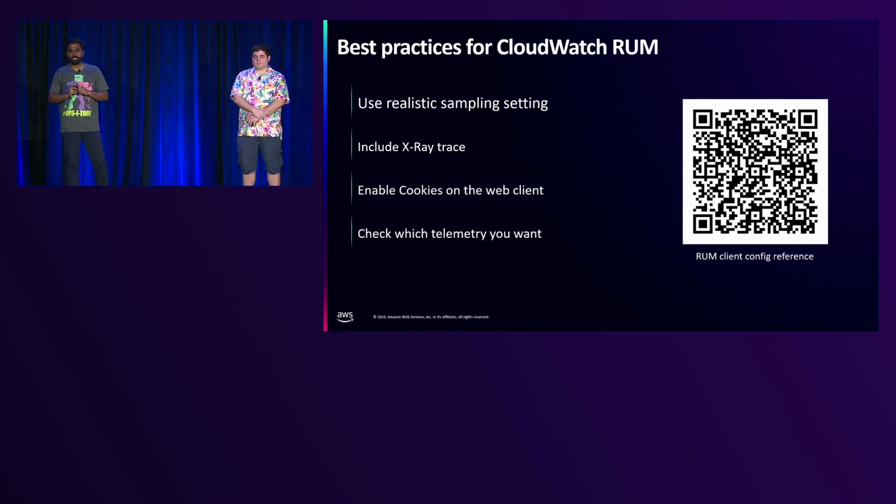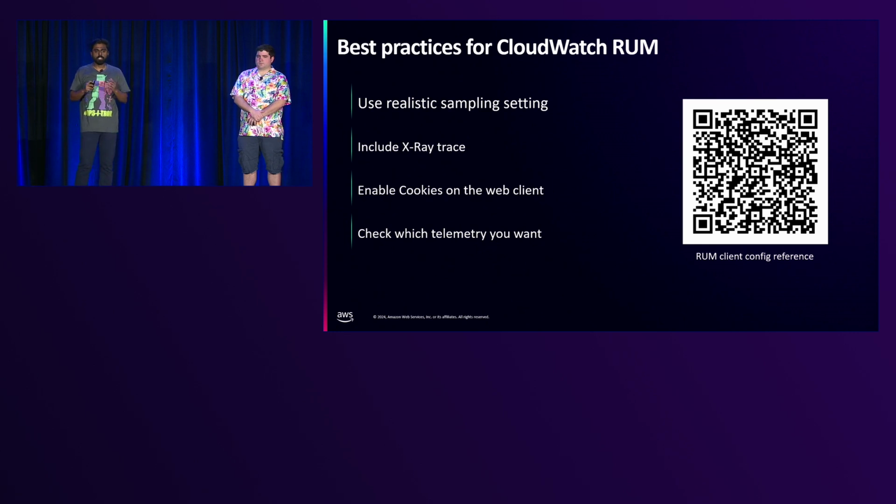Enabling cookies. There are two types of cookies, session and user cookies. When you enable them, you get the session ID and the user ID, so you're able to track how many users there are and who they are, and whether they are revisiting your website often and so on. That kind of information is really important.